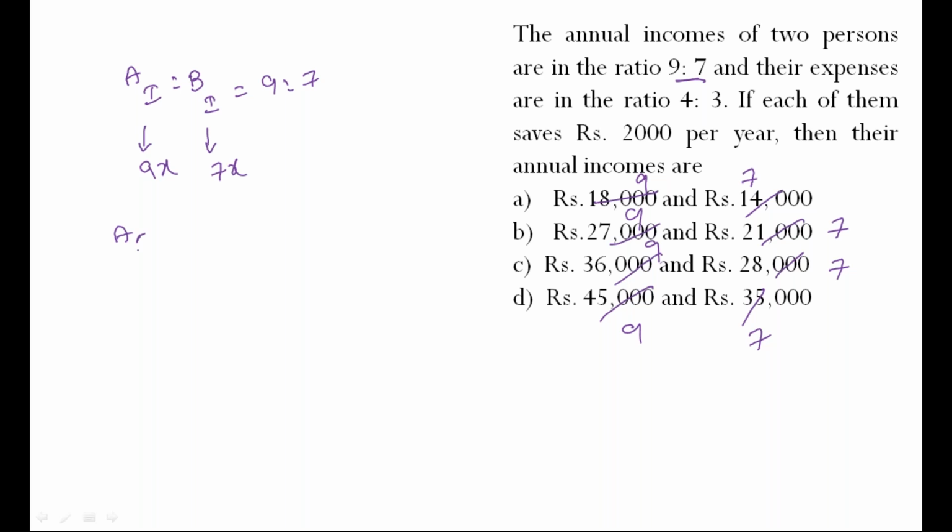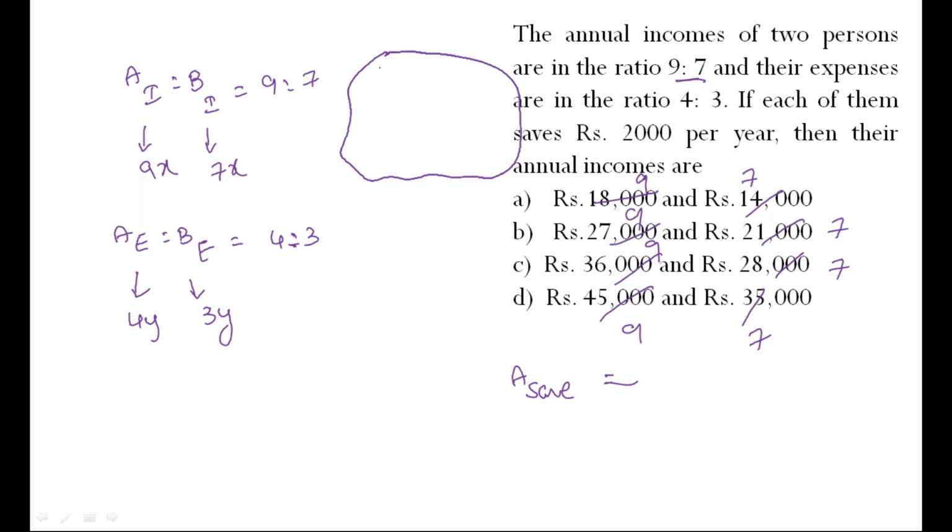A expenses and B expenses are in the ratio 4:3. Satisfying the ratio, we can consider 4y and 3y. My dear friends, saving is nothing but income minus expenditure. Saving is nothing but income minus expenditure. Now, what is A saving here? It is nothing but A income minus A expenditure.